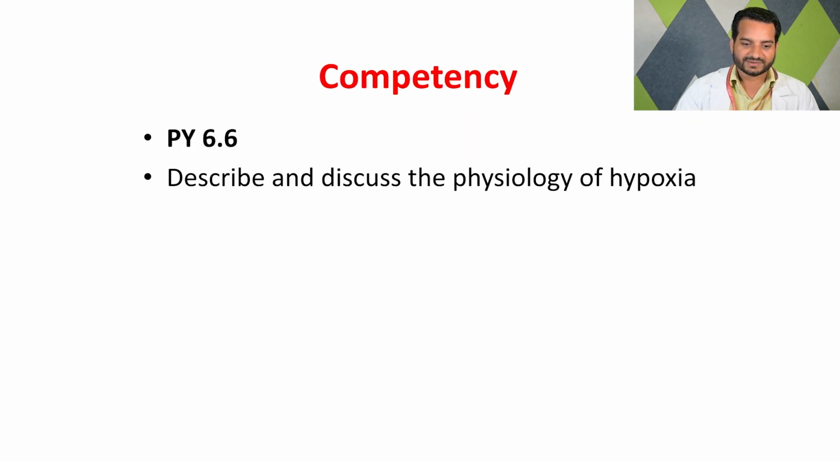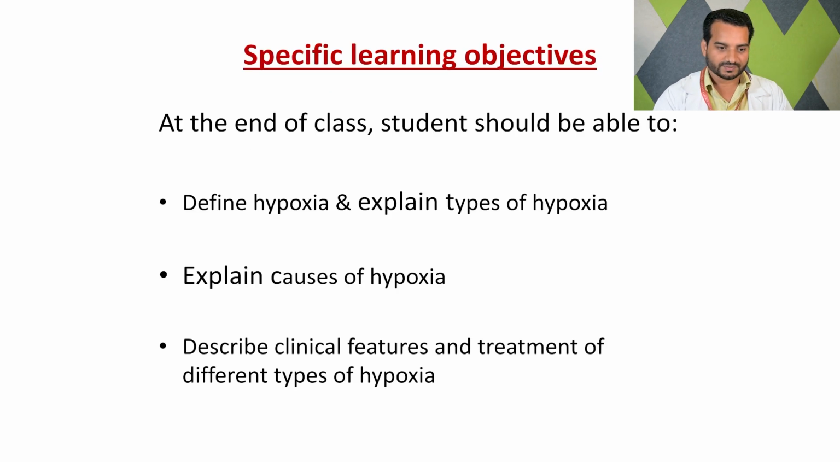The competency is 6.6, and in this competency we are basically confined to describe and discuss physiology of hypoxia. The specific learning objective of this class is to define hypoxia and explain the types of hypoxia, explain the cause of hypoxia, and describe clinical features and treatment of different types of hypoxia.